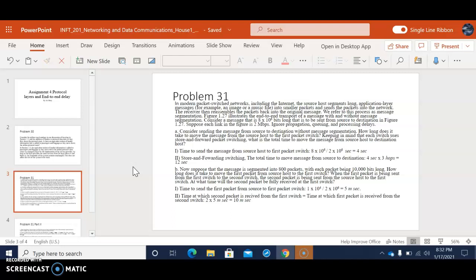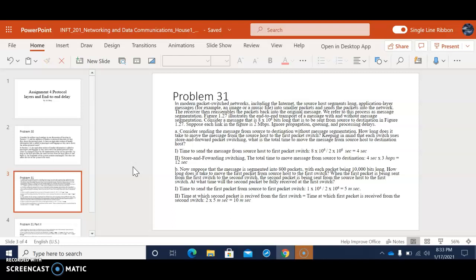In modern packet-switched networks, including the internet, the source host segments long application-layer messages, for example an image or a music file, into smaller packets and sends the packets into the network. The receiver then reassembles the packets into the original message. We refer to this process as message segmentation. Figure 1.27 illustrates the end-to-end transport of a message with and without message segmentation. Consider a message that is 8 times 10 to the power of 6 bits long, to be sent from source to destination. Suppose each link in the figure is 2 Mbps. Ignore propagation, queuing, and processing delay.